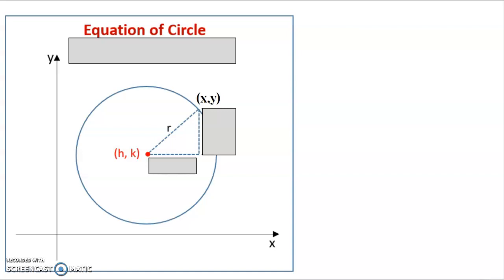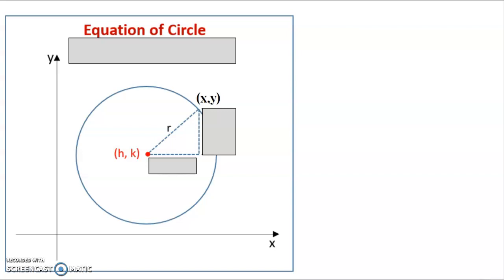Here we have a circle in which the center point is h, comma, k. The x-coordinate is h, the y-coordinate is k. We have our radius, which is the distance between the center and any point on the outside. And we have a point on the outside. We're labeling that just x, y.